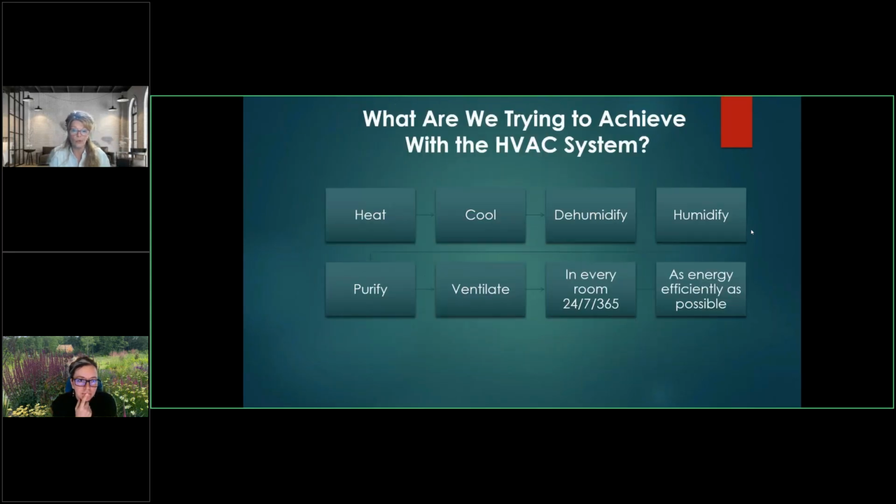So, what are we trying to achieve? Heat, cool, dehumidify, humidify, purify, ventilate, and every room 24/7, 365, and as energy efficiently as possible. I mean, this is a huge ask of what we typically call one system, the HVAC system. So clear expectations and how we're going to do this early on is super important.